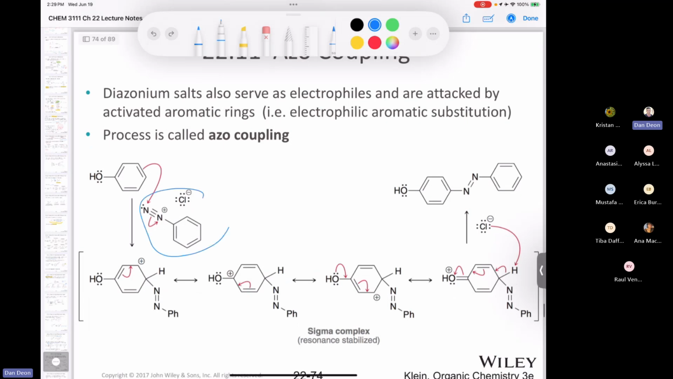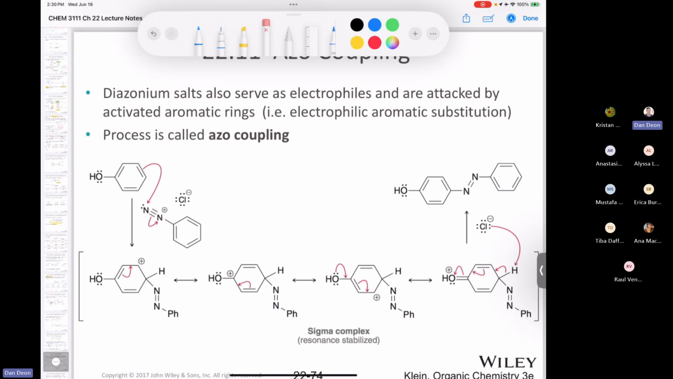So here's your aryl diazonium right here, okay? You know how to make that. You would make that from aniline, okay? And then you would treat it with sodium nitrite and HCl, and that would give you the diazonium ion. Okay, so what else can you do with it?